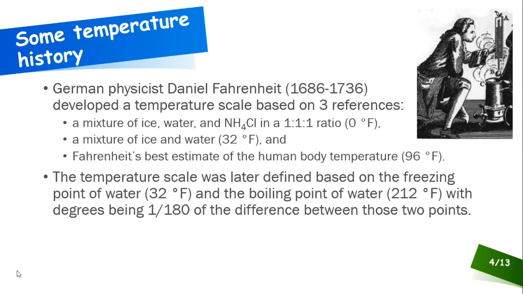The temperature scale was later defined based on the freezing point of water and the boiling point of water. So he just took 32 and 212 and divided by 180, which is the difference between the 2 points. Now, this is obviously something that has some basis in science, and we know that this is the way he developed it because he left his lab notebooks that explain all of this.